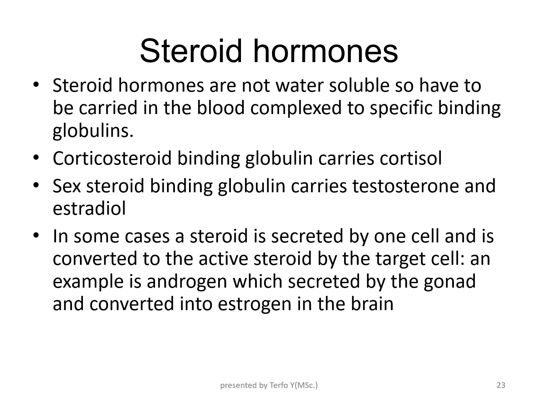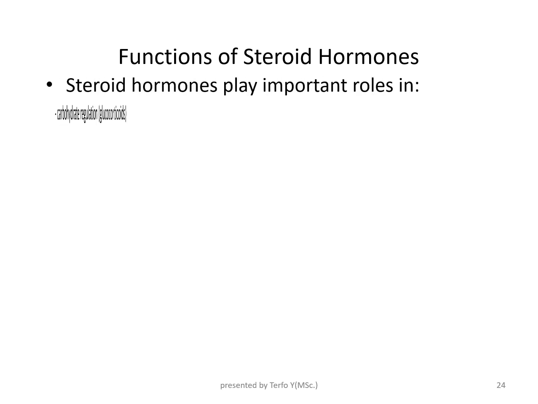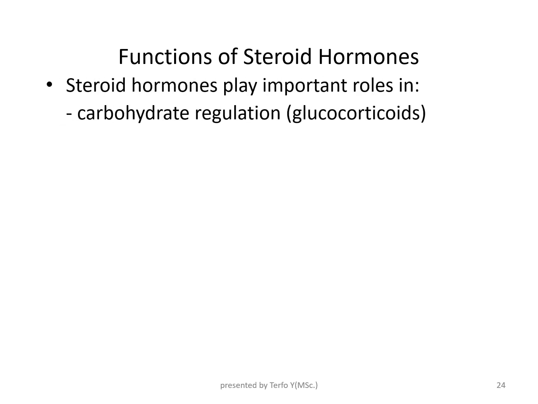So these steroid hormones are not water soluble, so they have to be carried in the blood in complex with specific binding globulins. The corticosteroid binding globulin carries cortisol, and the sex steroid binding globulin carries what? Testosterone and estradiol. In some cases, a steroid is secreted by one cell and is converted to the active steroid by the target cells. An example is androgen, which is secreted by the gonad and converted into estrogen in the brain. So this is a phenomenon of steroid hormones in our body.